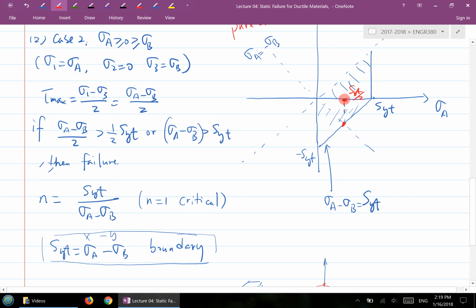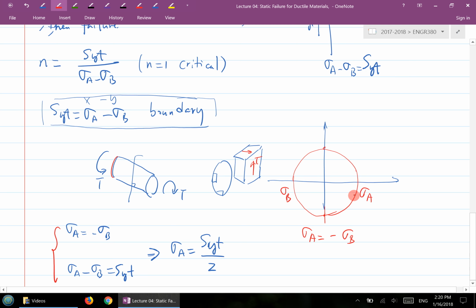This is still only for case 2, right? This is still case 2. Is that good? So now looking at the Mohr circle here, when sigma A equals SYT over 2, what is the shear stress here?